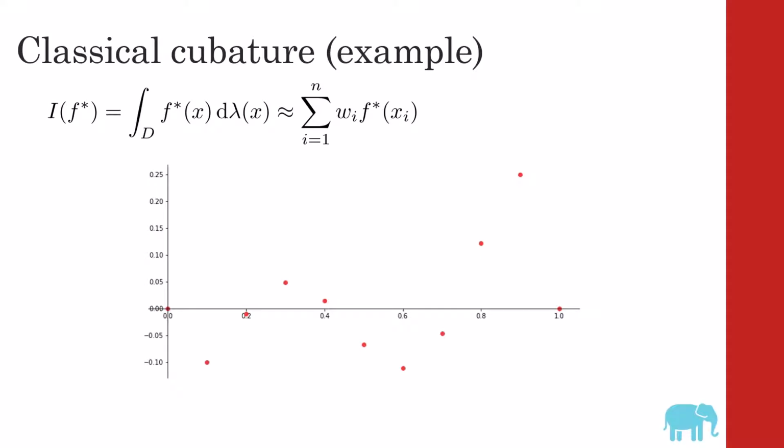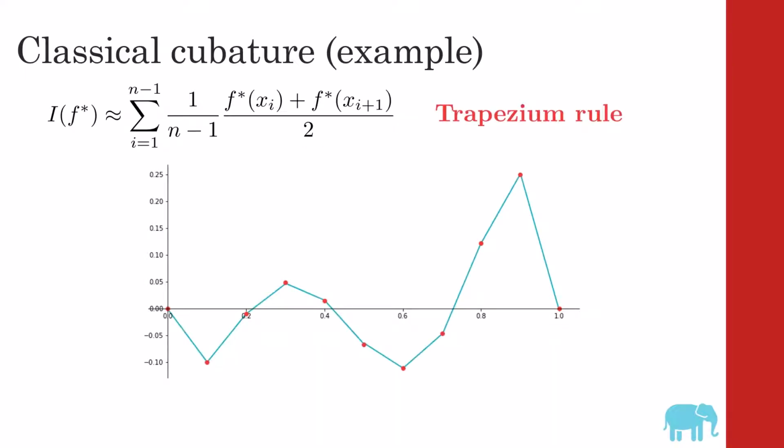and we evaluate it at a predetermined set of points, these red dots here, and we want to perform a cubature rule. Cubature rules are typically, though not always, driven by an interpolatory scheme. For example, if we have a linear interpolatory scheme, we get something called the trapezium rule, which I'm sure you're familiar with. And as you can hopefully see, this is actually our cubature rule. It's a weighted sum of integrand evaluations.